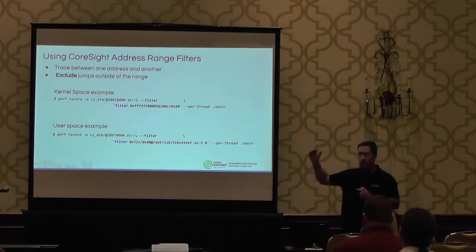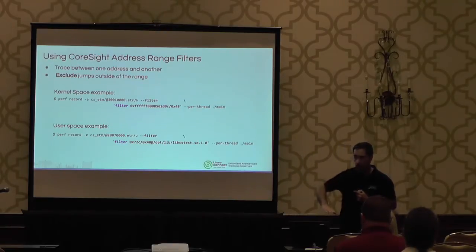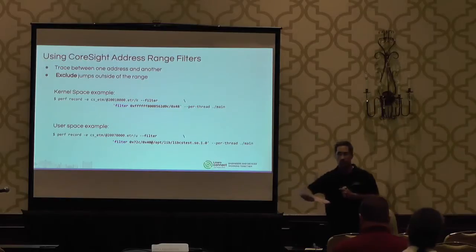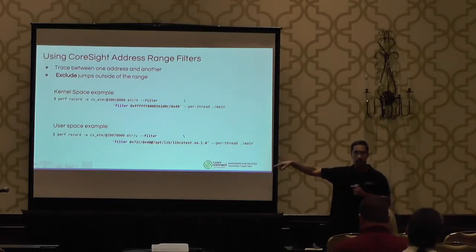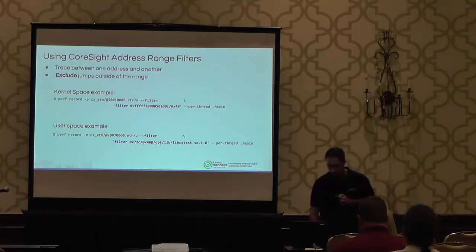When we're dealing with an address range filter, we obviously have a range: it starts here and stops there. If the instruction pointer happens to move out of that range to go do something elsewhere, everything that happens elsewhere will not be traced. Tracing will resume when the instruction pointer comes back into the range that was specified. So that's address range filtering.